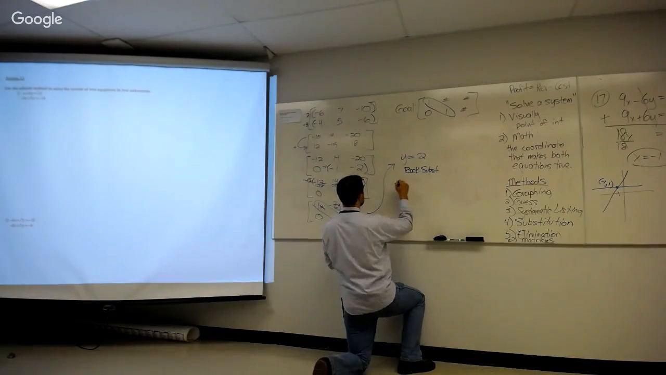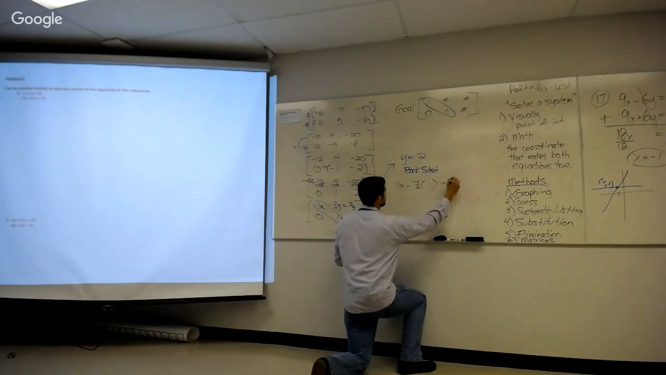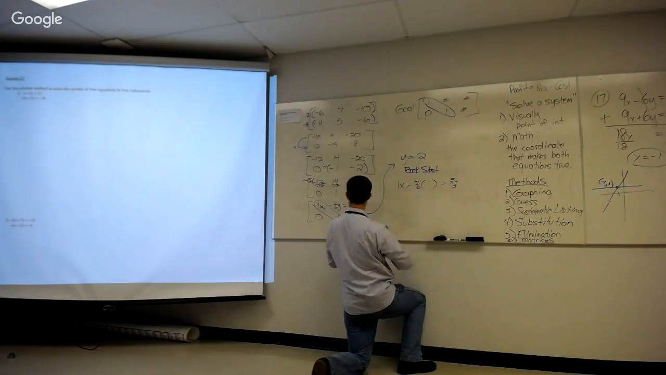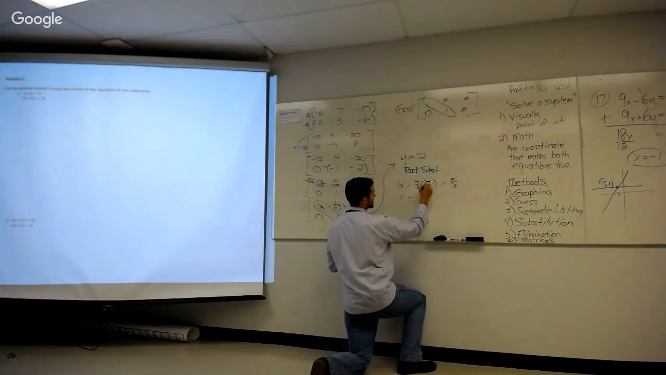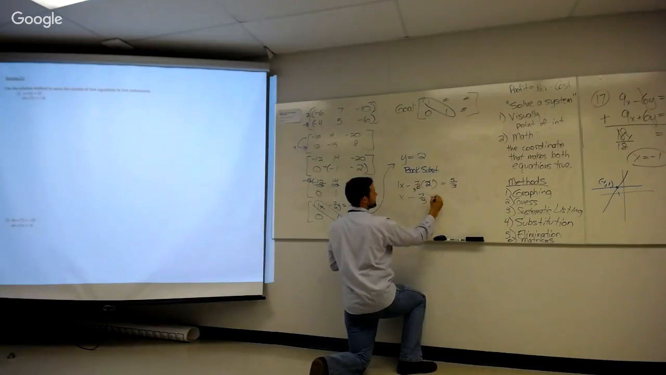So I write down 1x minus 7/6y equals 5/3. And so what am I plugging in for y? 2. So now I have x minus 14 over 6, or I can cross cancel. And so that's 7/3. x minus 7/3 equals 5/3.